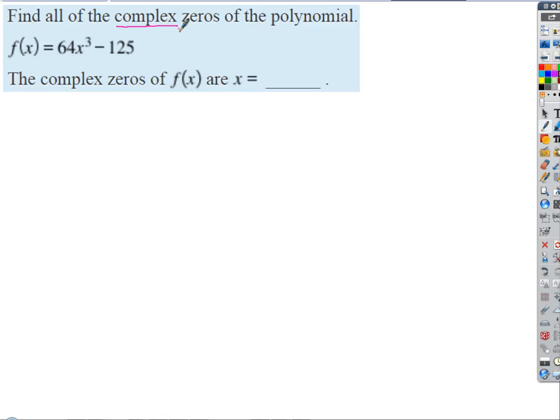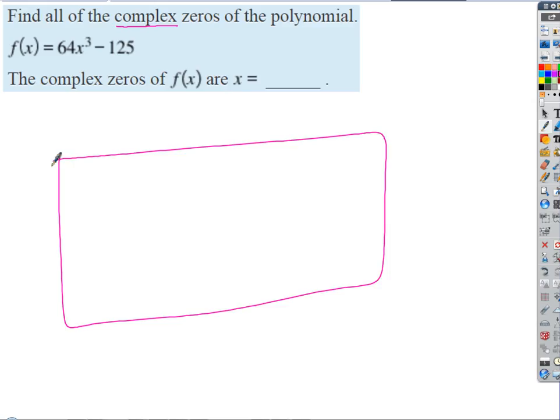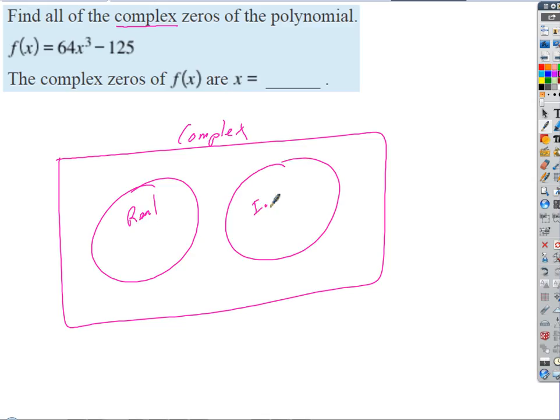So the set of complex numbers is the set of all possible numbers. A subset of that is the set of real numbers, right? If we want to draw a Venn diagram, we've got the set of complex numbers, and then inside of that, we've got the set of pure real numbers, and then we've also got the set of pure imaginary numbers.